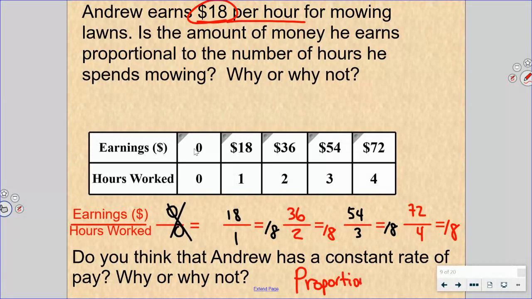And why is it proportional? Because the ratio does not change. It is always, always, always $18 per hour with nothing else involved. Go ahead and pause the video and come back to wrap it up.